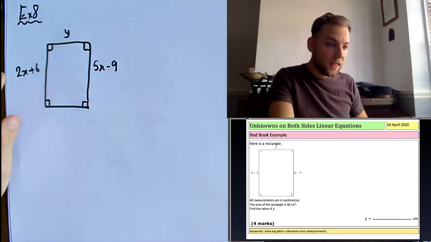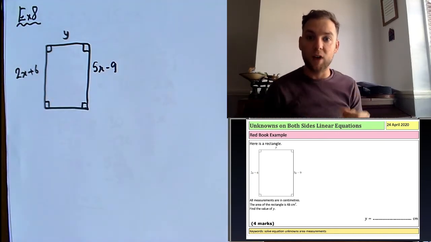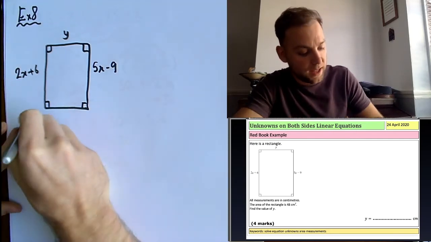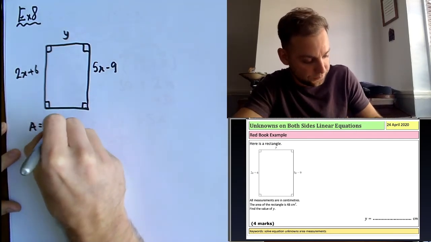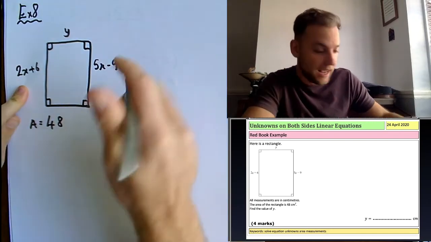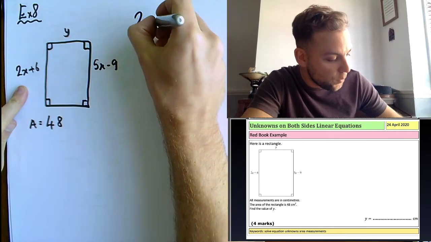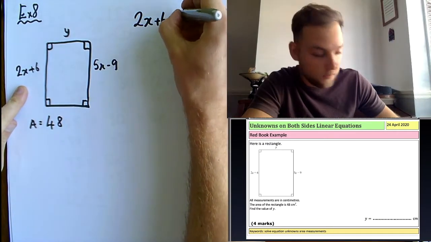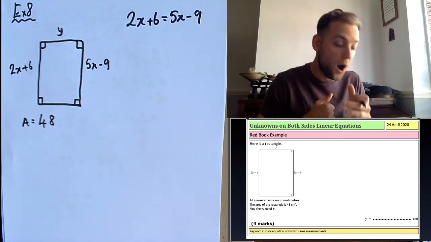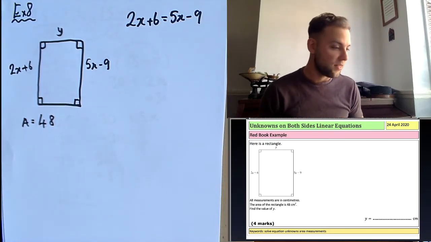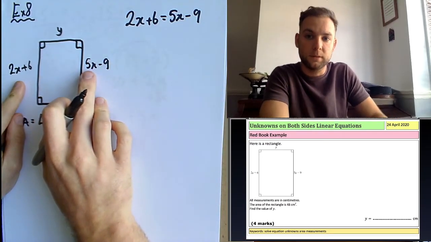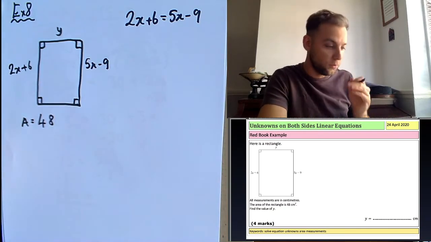And we know that these two sides, because it's a rectangle, are equal. Okay? So, in fact, let's just write the area first. Area is equal to 48. So, because these two sides are equal, my first stage is to say that these are equal. So, 2x plus 6 is equal to 5x minus 9. So, the whole point here is that we've created an equation using our diagram.